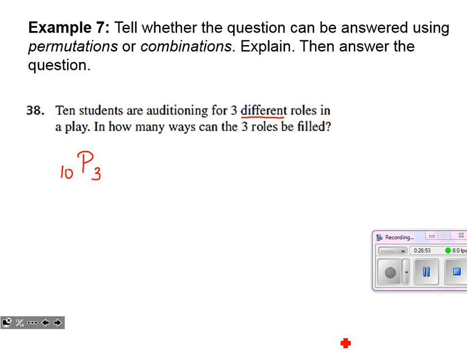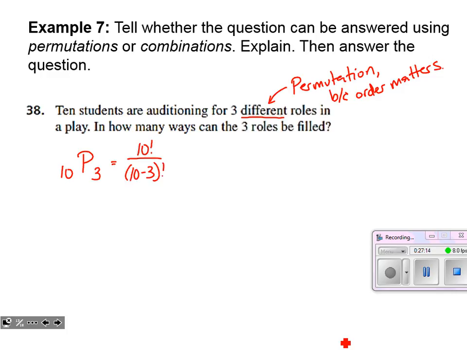So, okay, before we do the math, that word different is telling us that we have to use a permutation because order matters here. So when we do our 10P3, we're simply doing that calculation, 10 factorial over (10 minus 3) factorial. Right? It's a permutation, not a combination, so we're back to that.